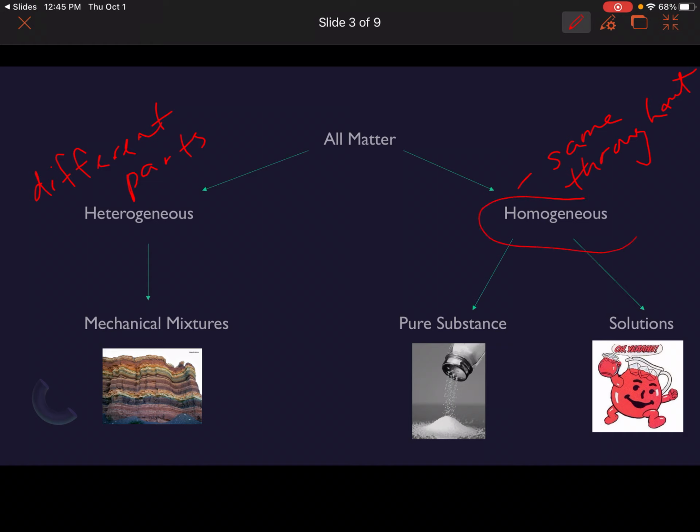In homogeneous mixtures or homogeneous solutions, we can have solutions here. So this is our Kool-Aid. Some of you will have drank Kool-Aid at some point, or iced tea or anything like that. Whenever you dissolve something in something else, you end up having a solution like this. So a solution is the same throughout, so you can't see the different parts in it. A pure substance is also homogeneous, and it includes, this would be NaCl, so compounds, molecules, and the elements for the pure substances. And we'll talk more about these in a minute here.